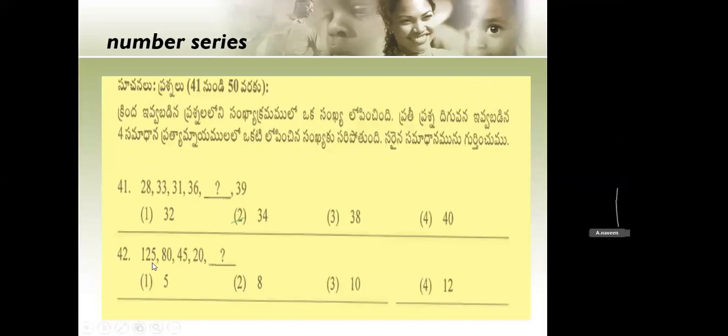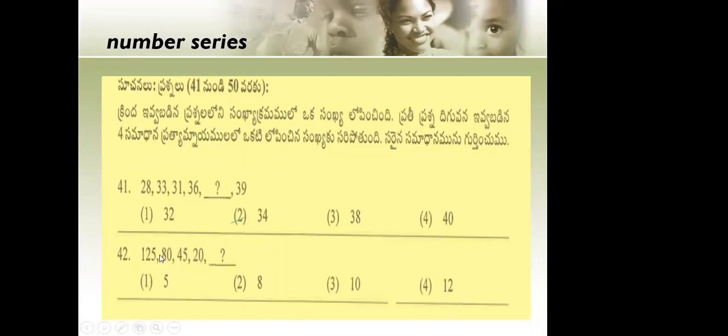So here one more question is given: 125, 80, 45, 20. 125 minus 45 is 80. What is the next one here? 80 minus 45 is how much? 35. Okay. 45 minus 20 is how much?